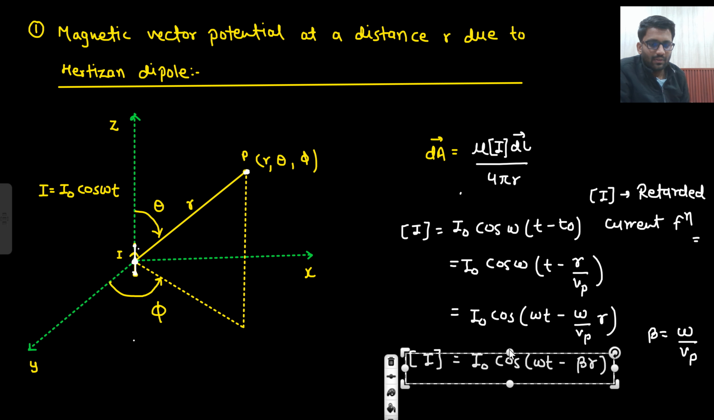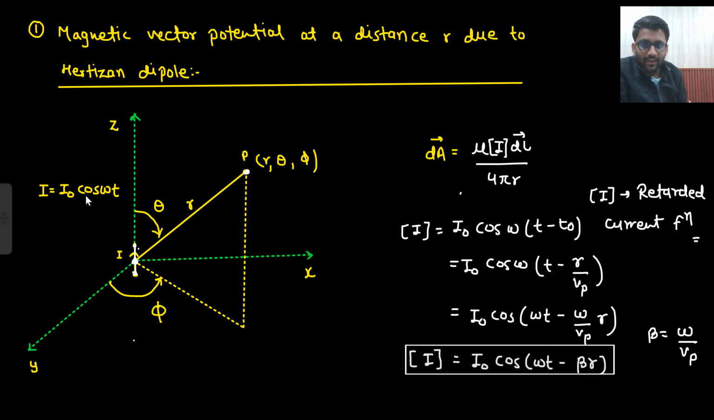Say yes or no. This cos is coming because we have taken our current function to be cos. If you were taking sine, then here sine would be coming. This should be clear to you, right? Here cos is coming because we have taken cos. It could be sine as well. If it was sine, then here we would be getting sine only. Are you getting this point?